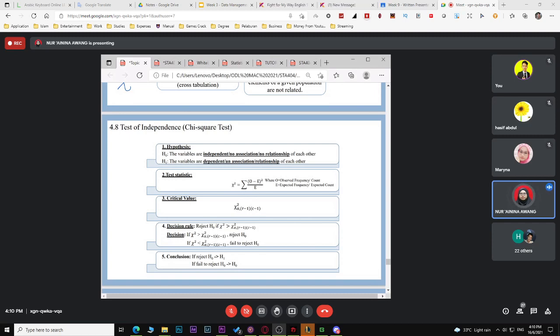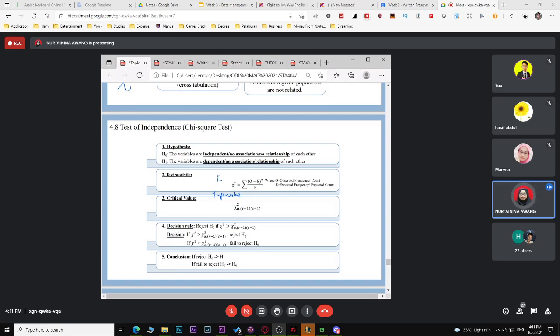And then the second step is your test statistics. So the same for this case, you can use either the chi-square calculator or you can use the p-value. If you use the p-value, just go to the decision rule: reject H null if p-value is less than or equal to alpha. Then you compare p-value and alpha, and then either reject or fail to reject your H null, then your conclusion.